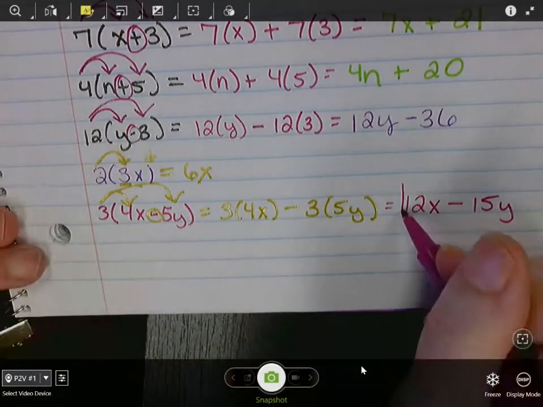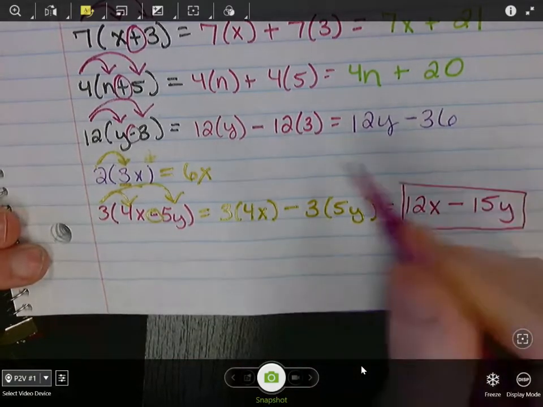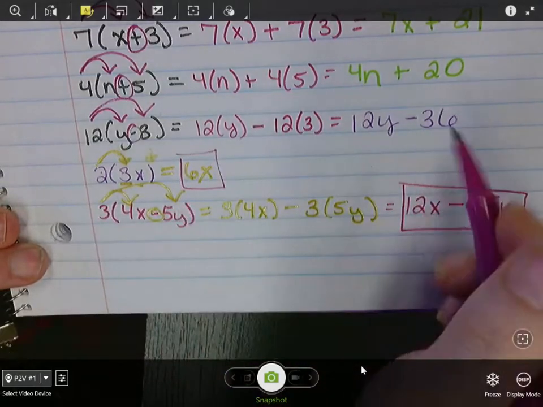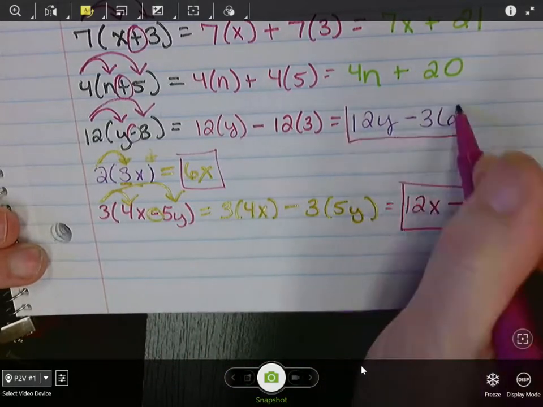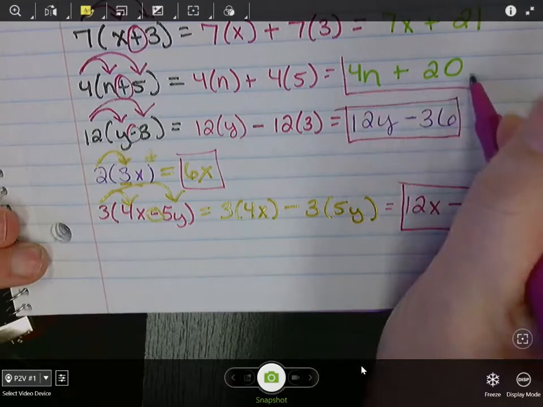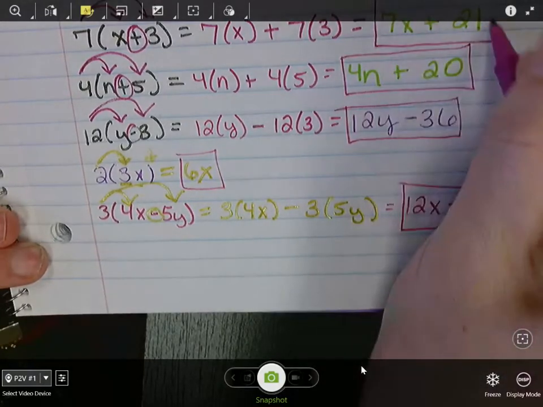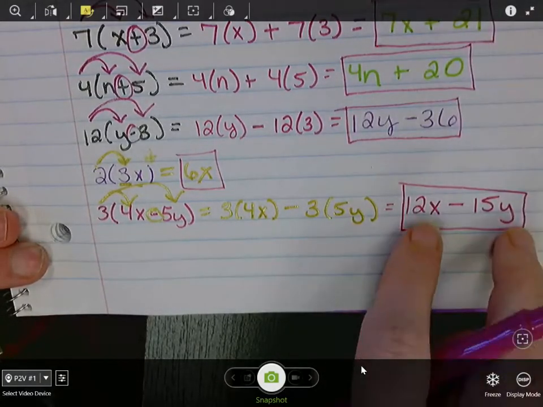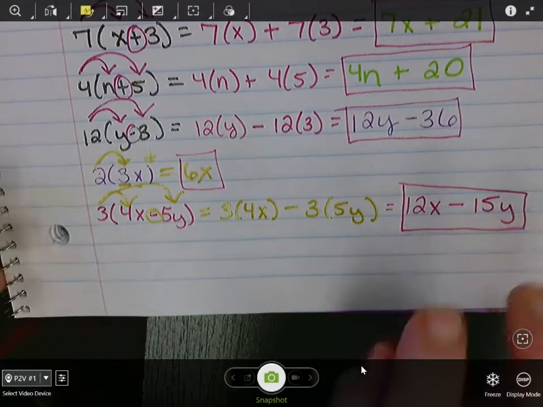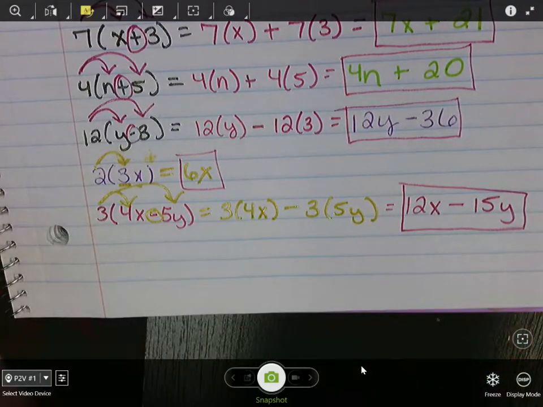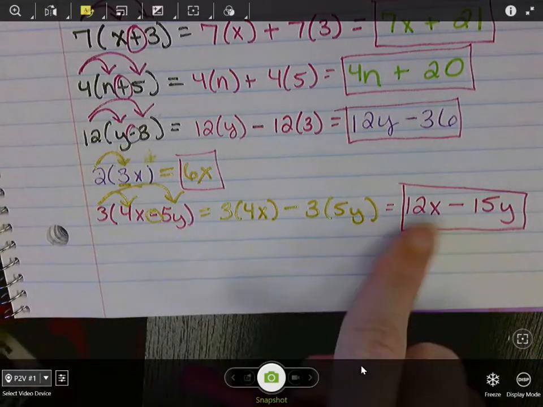Let me put a box around it to show you that that's the answer. Let me put a box around these up here also to show you that those are the answer. Just so you know what your final answer is. Now, you can't actually go through and solve this unless you know what x and y are. You know on the bell ringer where it says evaluate when x equals 5? That's when you could actually solve it and get a number. Right now, I cannot solve that.